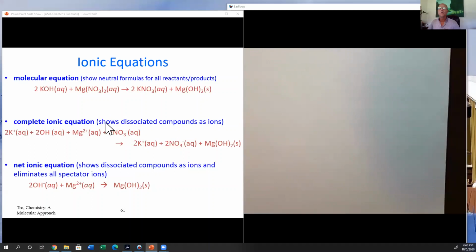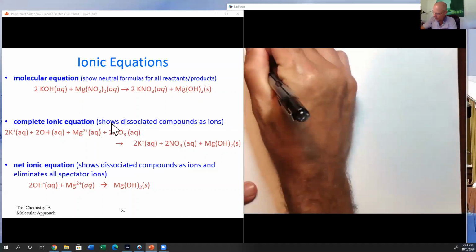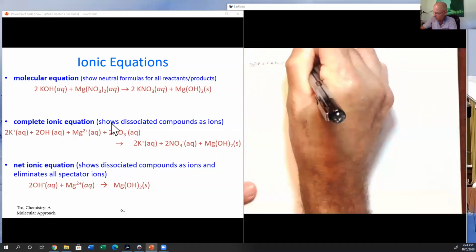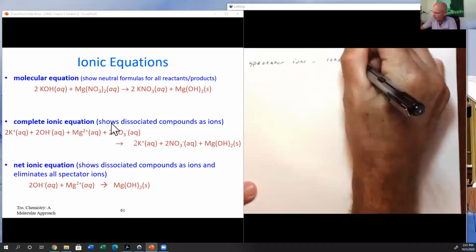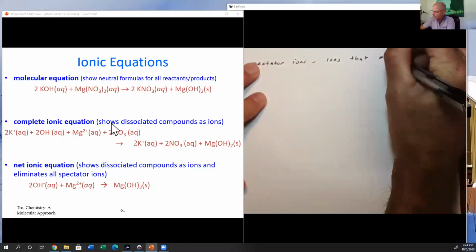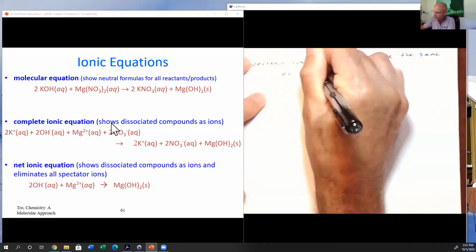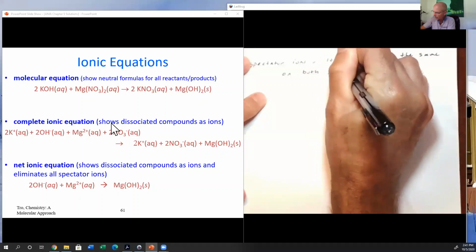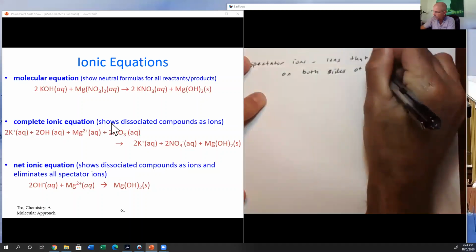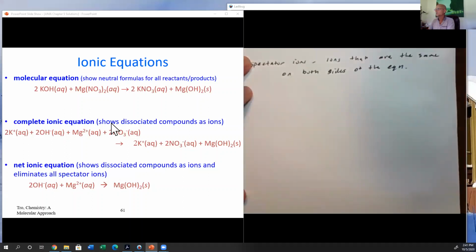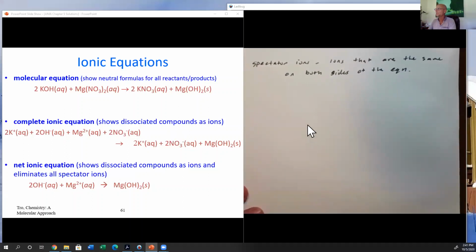Now, what you can do in a third way of representing these reactions, which is called the net ionic equation, is you can get rid of ions that are called spectator ions. Spectator ions are ions that are the same on both sides of the equation. Okay, spectator ions are ions that are the same on both sides of the equation.